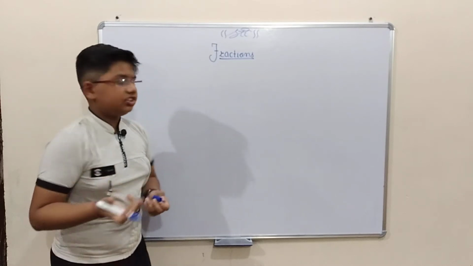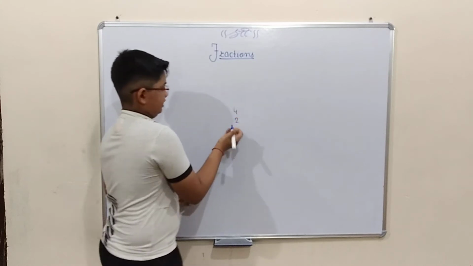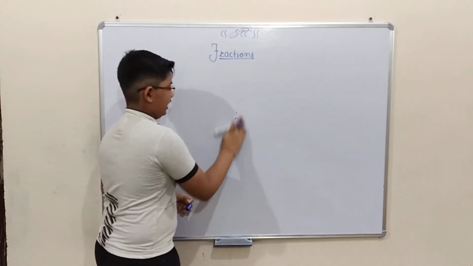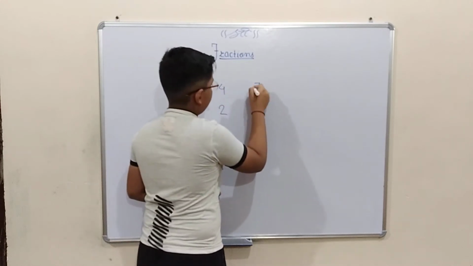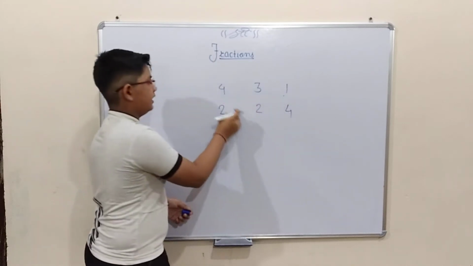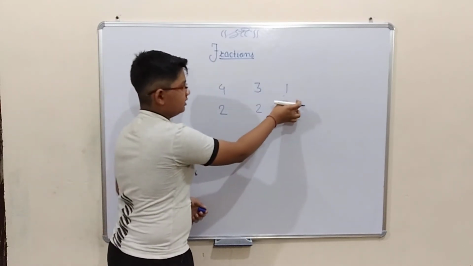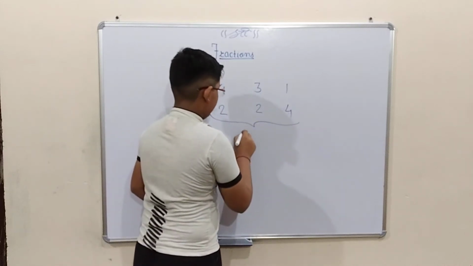First, Indians were writing fractions like this, that is 4 and 2. There was no bar sign like this, that is the division sign. They were writing 4, 2, 3 over 2, 1 over 4 like this. The bar was first written by Indians.